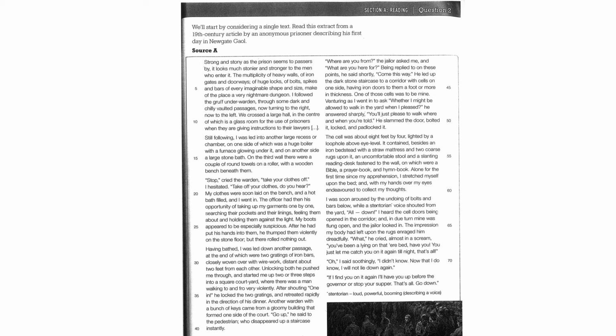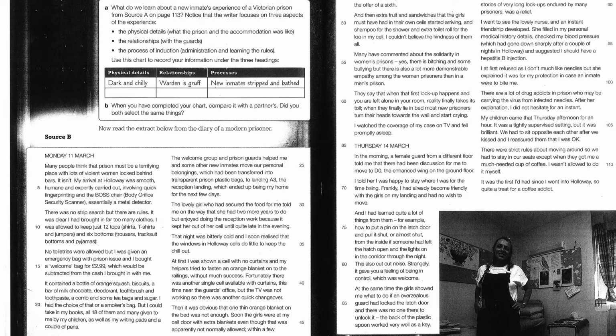Okay, so that's the first source. Now, as I go on to read the second, I want to be thinking about the connections that we can make between the two texts. So this one is source B, and it's a modern piece. Okay, so it's the diary of a modern prisoner.